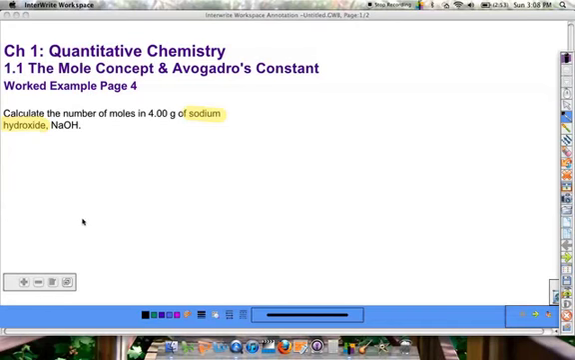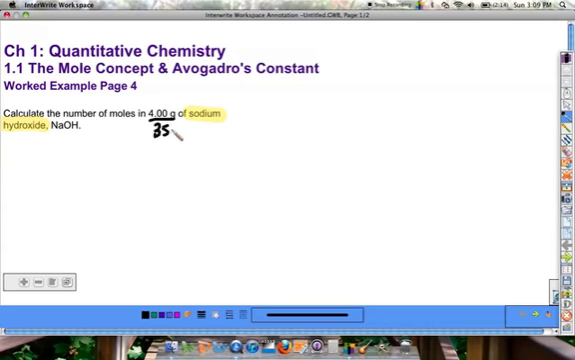Our next problem is to calculate the number of moles of 4 grams of sodium hydroxide, which is NaOH. First of all, we can notice that there are 3 sig figs here. There's 3 sig digits, depending on how you want to do it, but 3 important numbers, and so we're going to use that when we get further through our calculations.